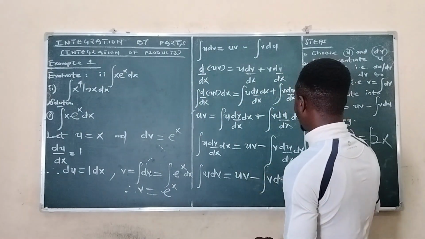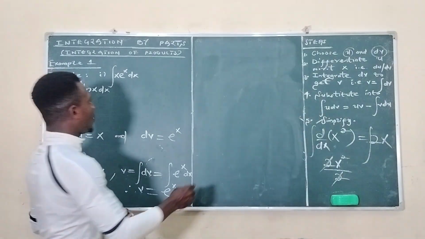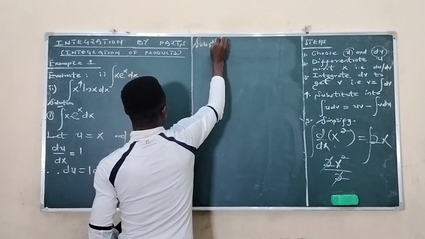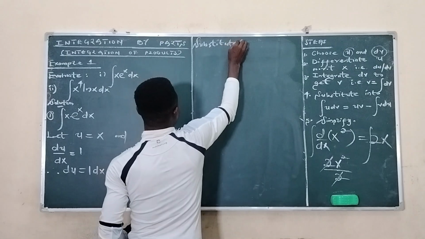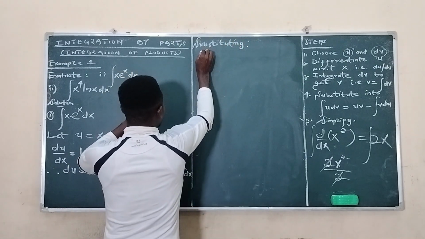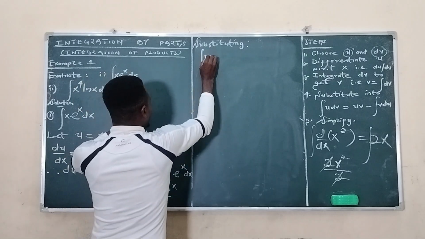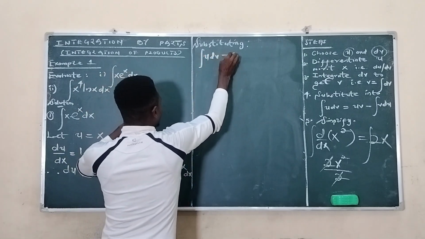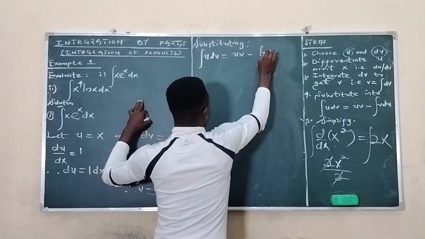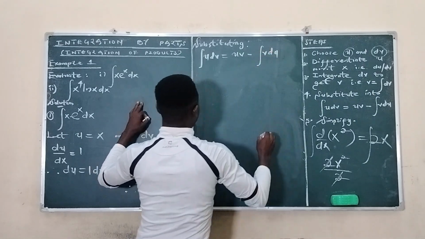So now that we have gotten all the needed parameters for the formula in integration by parts, we can now substitute. What are we substituting into? Into the integration by parts formula. So the formula is given by the integral of u dv is equal to uv minus the integral of v du.